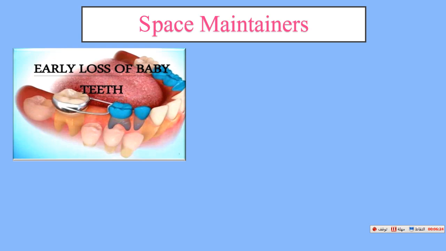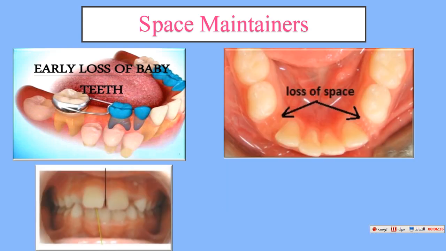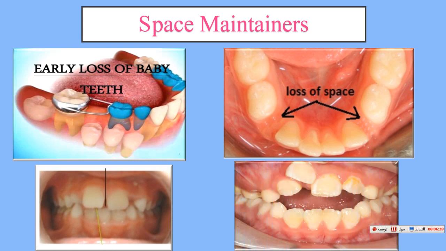and the teeth move toward the space, so there is not enough space for the eruption of the permanent tooth. Loss of the space, as you see in this picture, also may lead to midline shift or crowding.